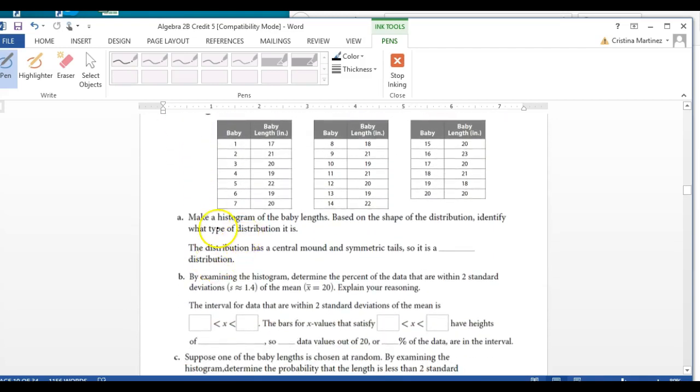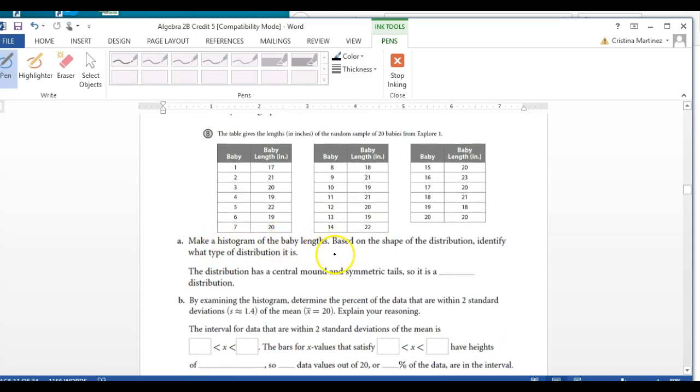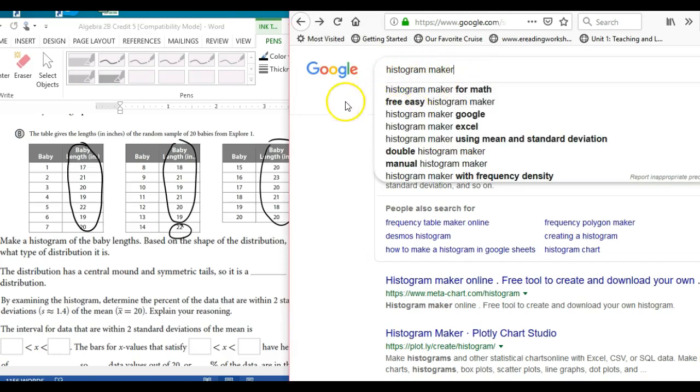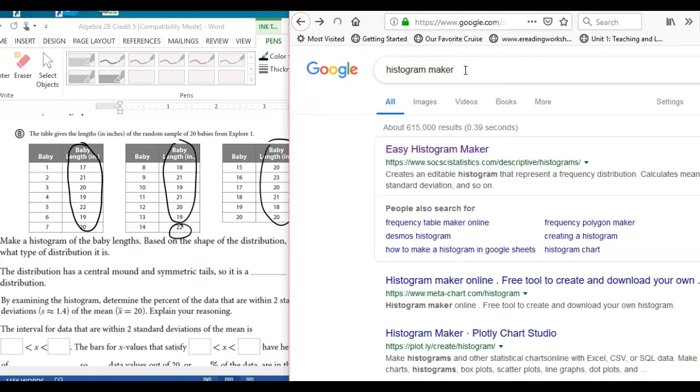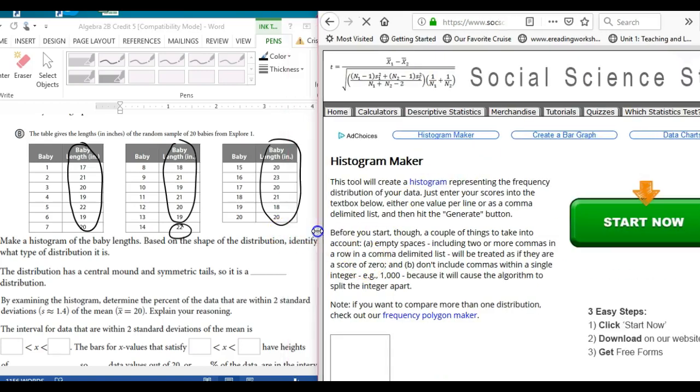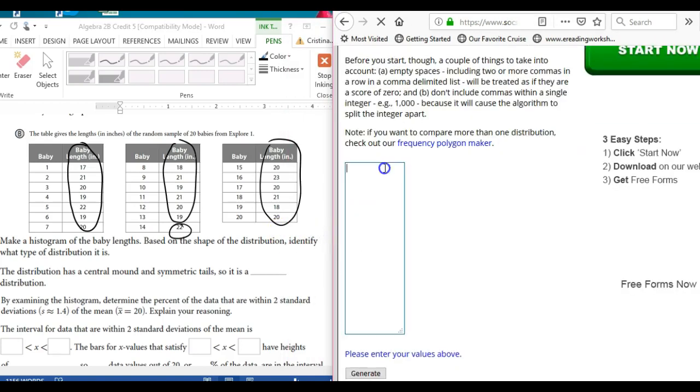So here, again, they're going to ask us to make a histogram of the baby's lengths this time. So we're going to again use our histogram maker to do that. And make sure you include that last value too. So again, open up your Google search and go ahead and type in histogram maker. And I'm going to use the first one again. And go ahead and take some time and type in all the values that they give us for our baby's lengths.